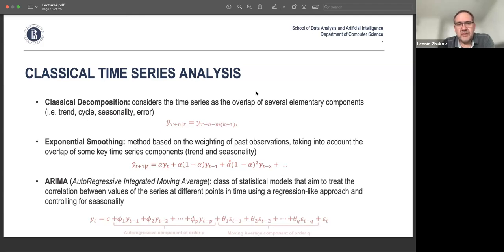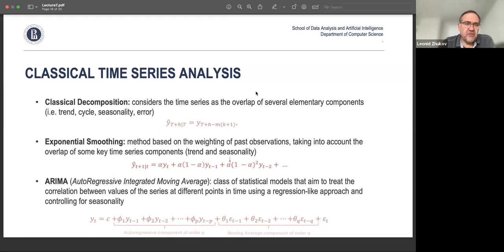One method is called exponential smoothing, where we're not just taking the previous observations, but we're taking them with different weights. Of course, we can remove some trivial seasonality, but then we'll consider the value y hat at t plus 1 as a combination of y at time t, and then at t minus 1 with some coefficient, here alpha times 1 minus alpha, and at t minus 2, alpha times 1 minus alpha squared, etc. It's called exponential simply because when you combine those weights, it's a decaying exponent.